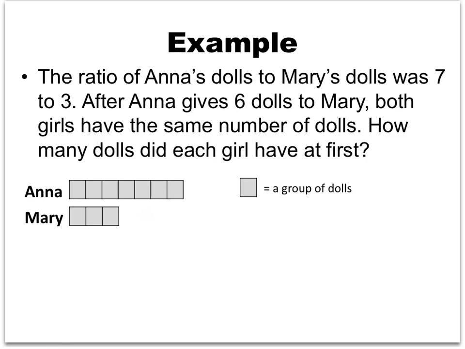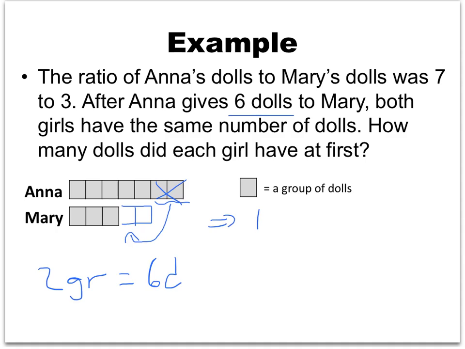And so let's draw that. Let's take these 2 boxes here, move them down to Mary, and make Mary's bar a little longer. So let's add 2 boxes there to Mary and cross off these boxes for Anna. And so now the girls have the same number of dolls. So let's try to figure out how many dolls was in each group. Well, Anna gave 2 groups of dolls to Mary, and those dolls total 6 dolls. So we have the 2 groups of dolls equals a total of 6 dolls. And so that means that one group is going to equal 3 dolls.